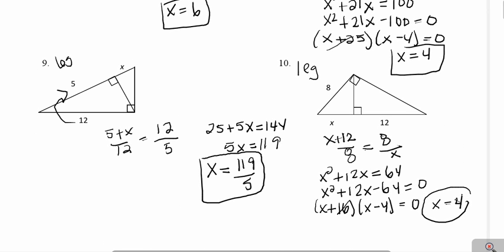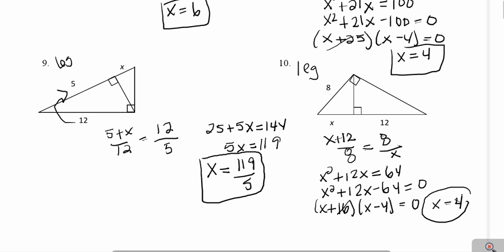Number 9 was a leg problem. And again, the entire hypotenuse would be equal to 5 plus x, so 12 over 5 plus x equals 5 over 12. Cross multiply, you get kind of a weird answer. I left mine as an improper fraction. x equals 119 over 5, which I believe is 23.8 if you wrote it as a decimal.